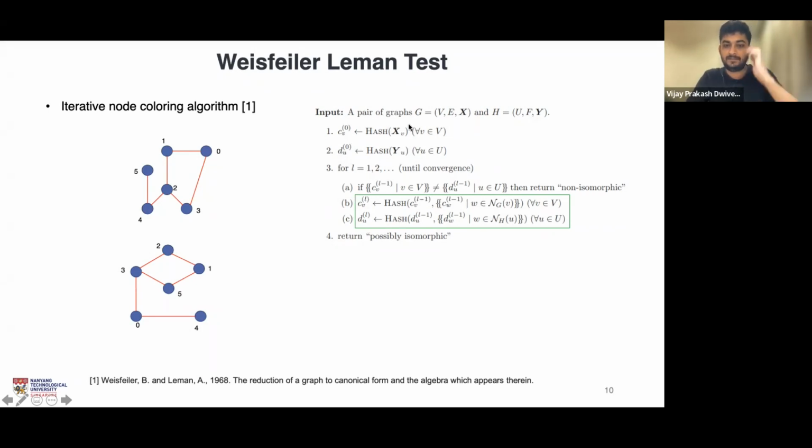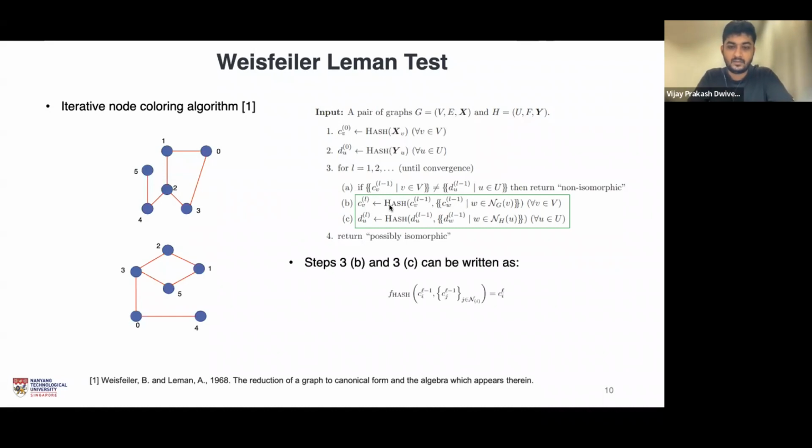Initially, it initializes the feature vectors of all the nodes in the two graphs in a similar way, and these are hashed into colors. After that, it iterates until a stability condition. It checks whether the multiset of colors for the first graph and the second graph are dissimilar, and if so, it returns that they are non-isomorphic. Otherwise, it keeps on repeating. And if a convergence condition is achieved, then it is not able to determine, and it says they may possibly be isomorphic. So this is how it works. We'll see its demonstration in the next slide.